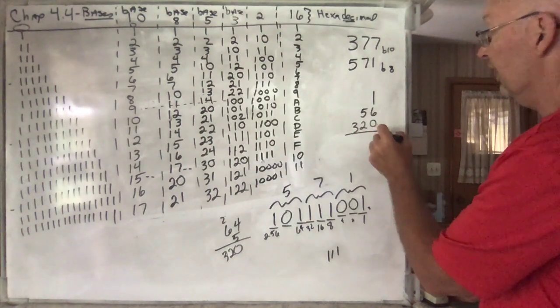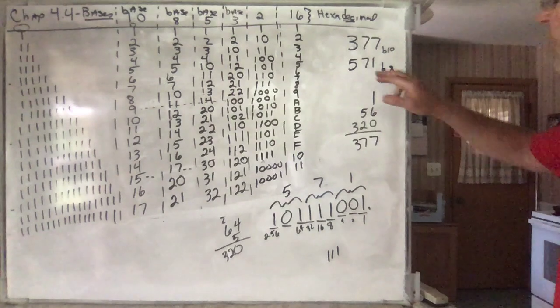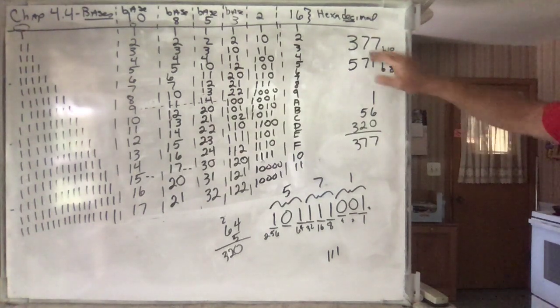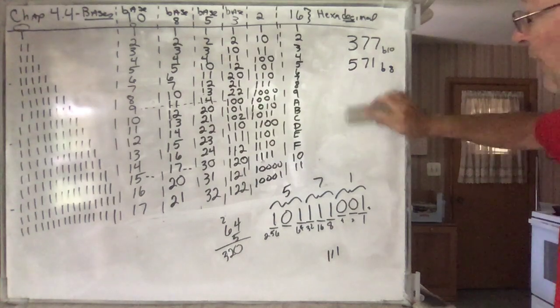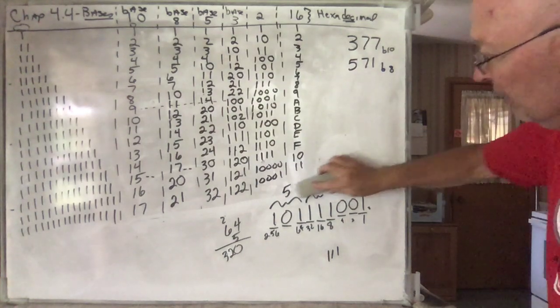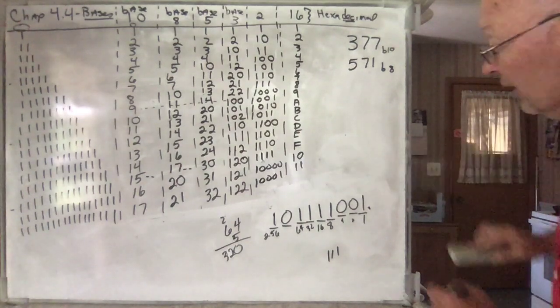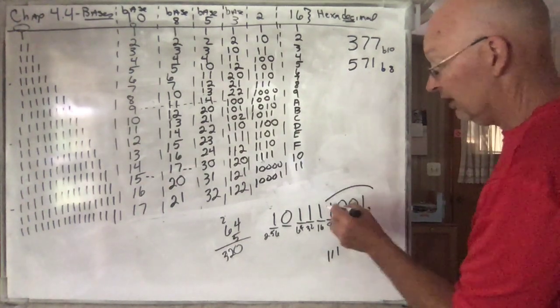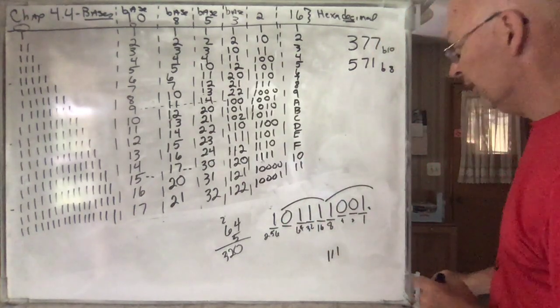So you add those together and you're going to get 377. See that again? So 571 in base 8 is the same as 377 in base 10. If you wanted to do it in base 16, then you just take chunks of 4. So you take this chunk, 1, 2, 3, 4, that chunk, and then 1 left over.